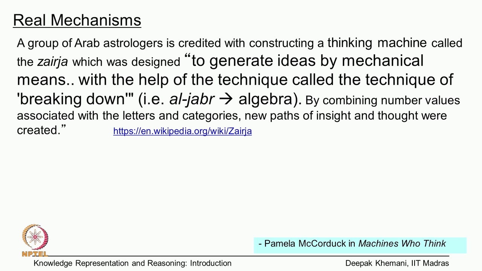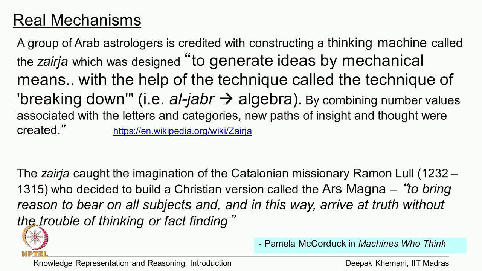The Europeans were suitably impressed, and a Spanish or Catalonian missionary called Raymond Lull decided to build his own device, which he somewhat grandly called Ars Magna. And his goal, which you can read in italics, is to bring reason to bear on all subjects. By subjects we mean people around us, and in this way arrive at truth without the trouble of thinking or fact finding.